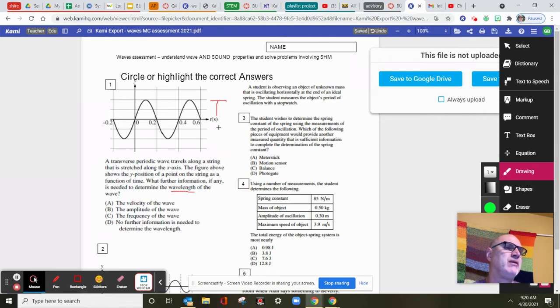If we have the period, then we also have the frequency because they're the inverse of each other. So to get the wavelength, we just need to know the speed because speed is equal to wavelength times frequency. Velocity is another word for speed. Amplitude is no help, but the frequency is on there already, and that's why the answer is A.